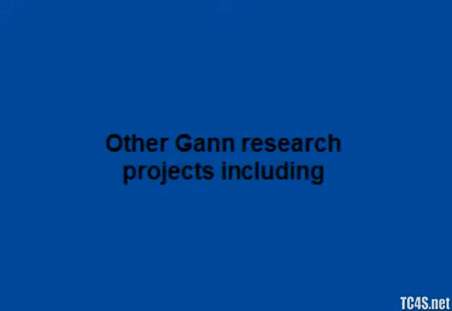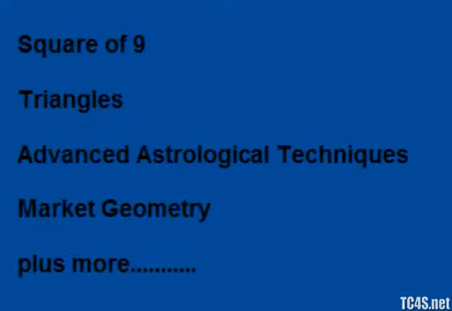Now I do have other Gann projects that I'm working on. I have some out. You might want to take a look for them. Some of them include the square of 9, triangles, advanced astrological techniques, market geometry. There's a whole series more. And like the square of 9, I don't just go into the square of 9. I try to hit every aspect of the square. The square of 9 is a huge one. It's not only how to use the square of 9, but how to apply squares to the market. It is a very interesting but very in-depth study. There are many aspects of the square that apply to the market. Same as a circle, but a little bit more complicated in some areas, simple in others.